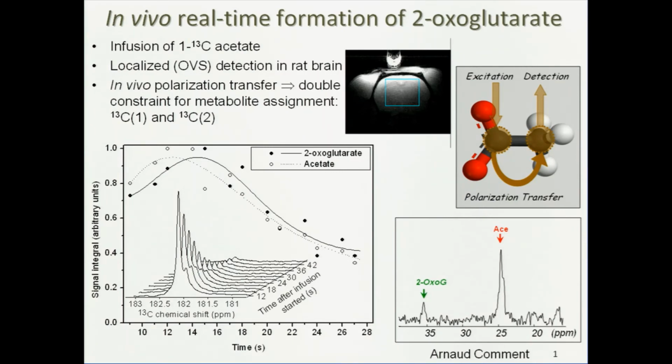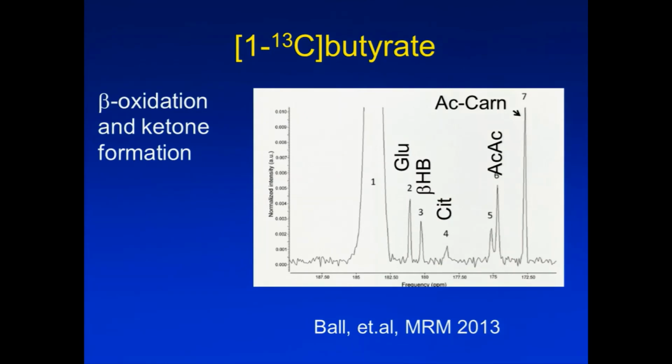Now, acetate skips CPT1. It doesn't need to be transported. It's not beta oxidized. It's just transformed into acetyl-CoA. If you use 1-C13 butyrate, you still bypass CPT1, but now you get into beta oxidation. This is another paper from the group at Oxford where they used 1-C13 butyrate in the perfused rat heart.